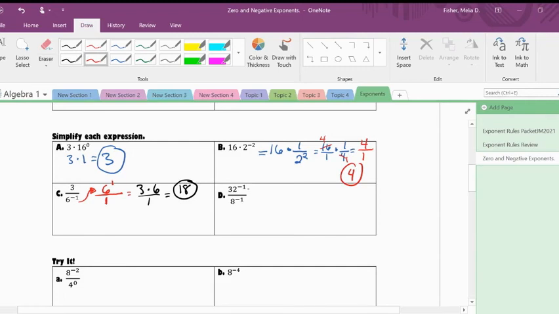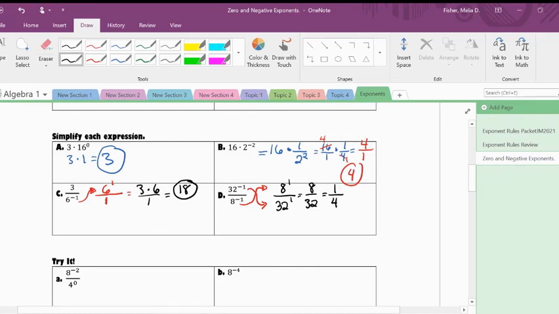On D, that negative exponent on top needs to move to the bottom to become positive, and the one on the bottom needs to move to the top. So now I have 8 to the positive 1 over 32 to the positive 1, which is the same thing as saying 8 over 32. And that reduces. 8 goes into 8 once, and 8 goes into 32 4 times, so it reduces to 1/4.